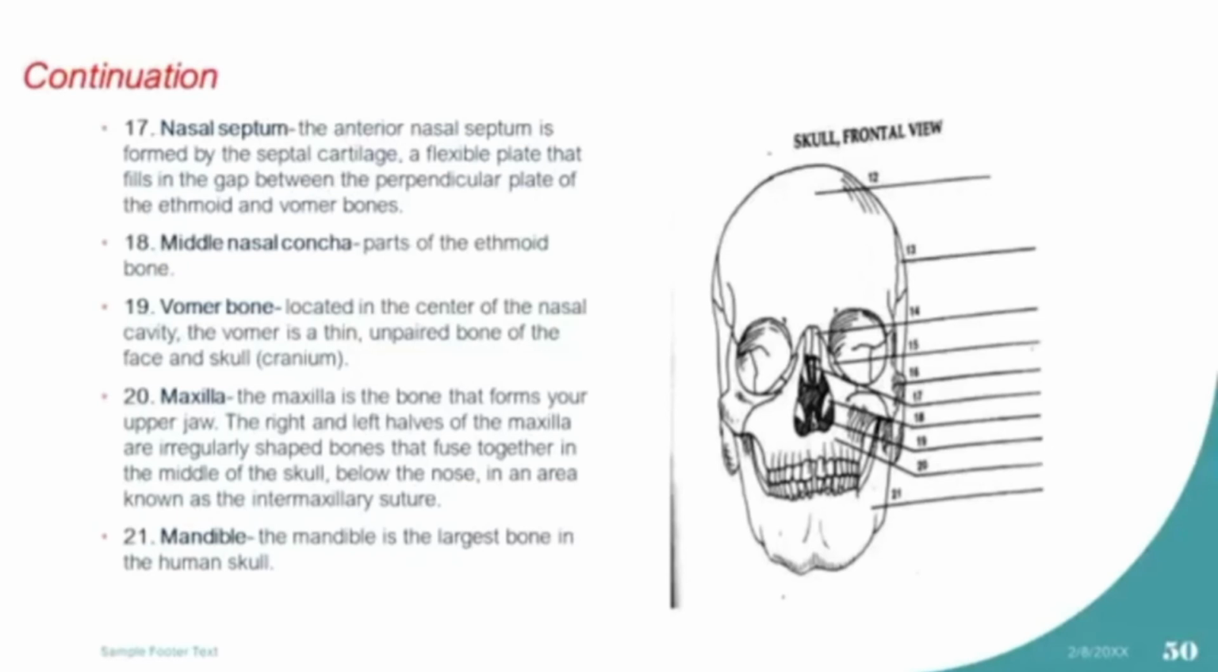Vomer bones. Located in the center of the nasal cavity, the vomer is a thin, unpaired bone of the face and skull. Maxilla. The maxilla is the bone that forms your upper jaw. The right and left halves of the maxilla are irregularly shaped bones that fuse together in the middle of the skull, below the nose, in an area known as the intermaxillary sutures.